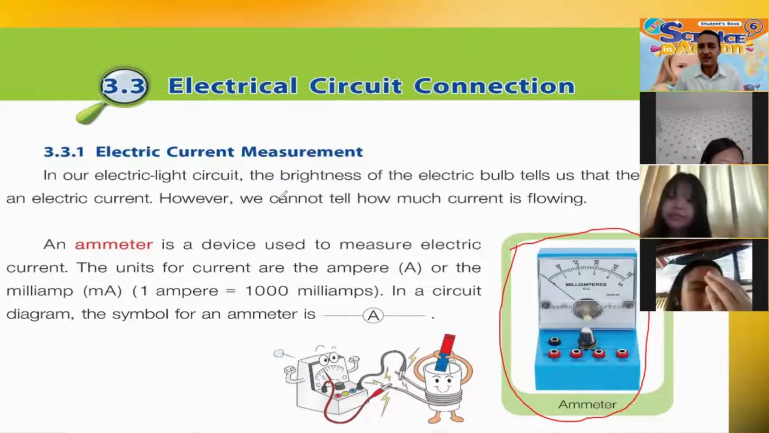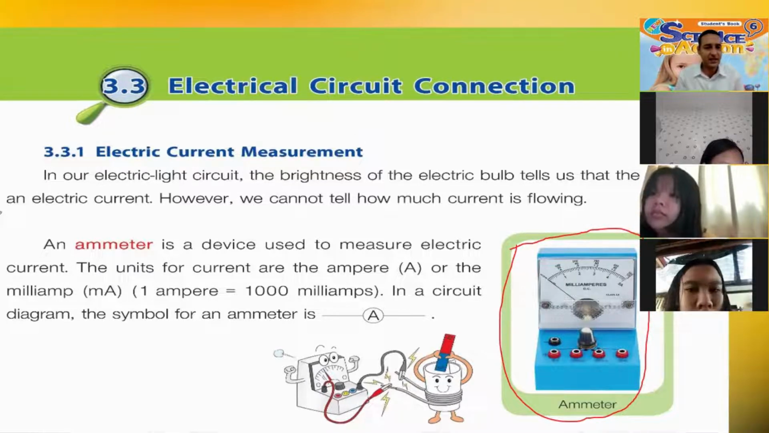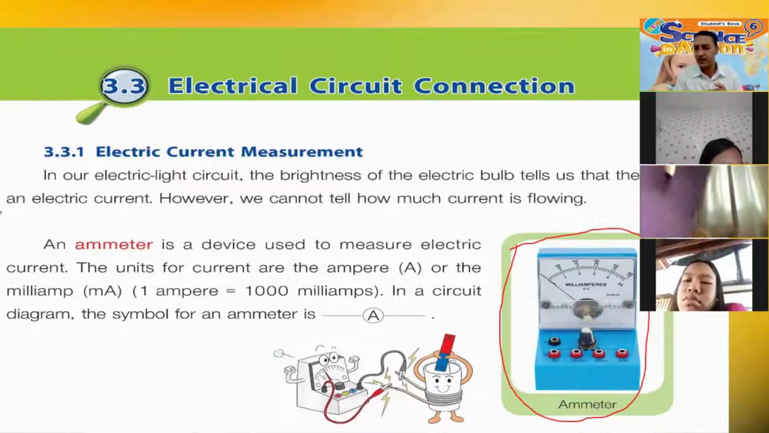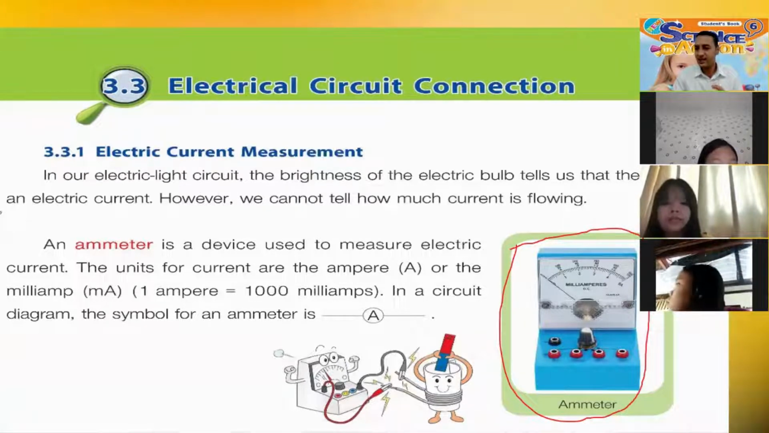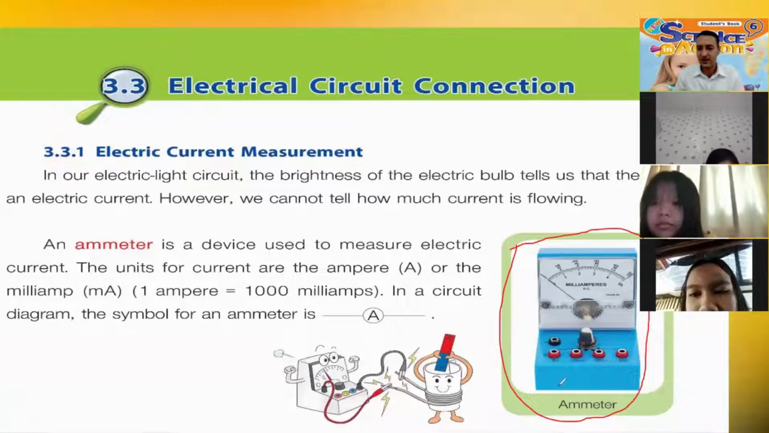In our electric light circuit, the brightness of the electric bulb tells us that there is an electric current. The brightness of the bulb can tell us that the circuit has electric current, right? But we cannot say how much electric current is flowing. So to find out the measurement of electric current, we have to use this device. We call that a meter, right?